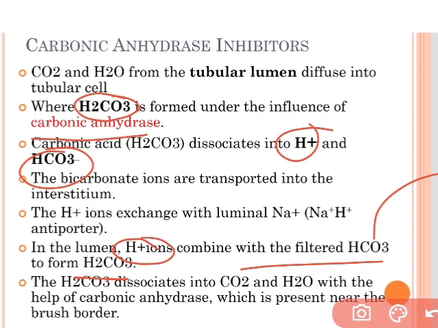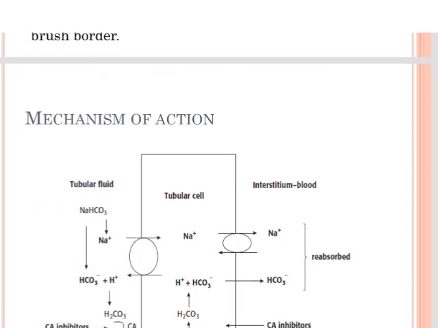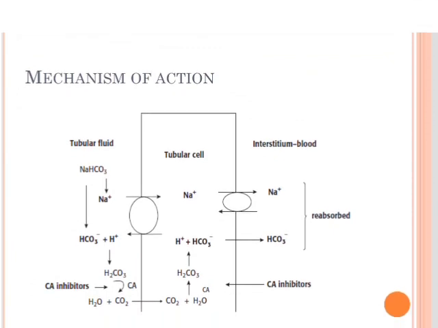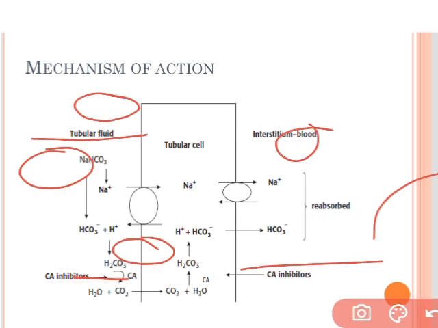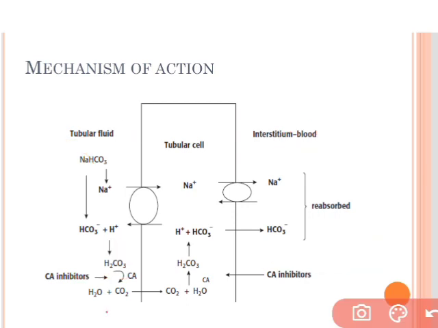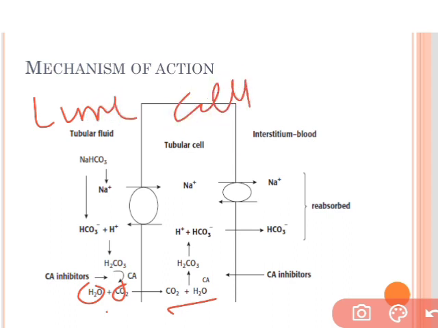Now you understand the mechanism of action better. Mechanism of action of carbonic anhydrase inhibitors. Now here you can see there is CO2 and H2O. From the tubular lumen it diffuses into the tubular cell. This is the lumen, this is the tubular cell, the renal tubule, and this is the interstitium or blood.